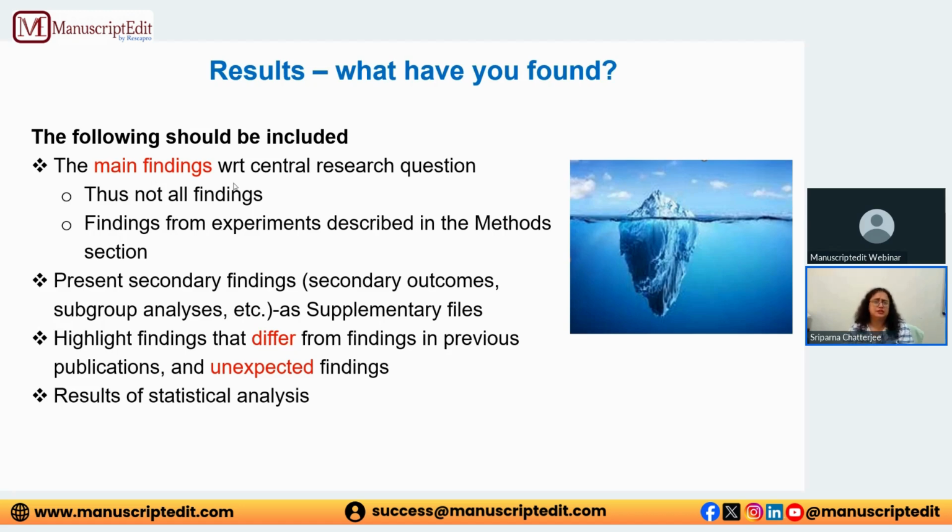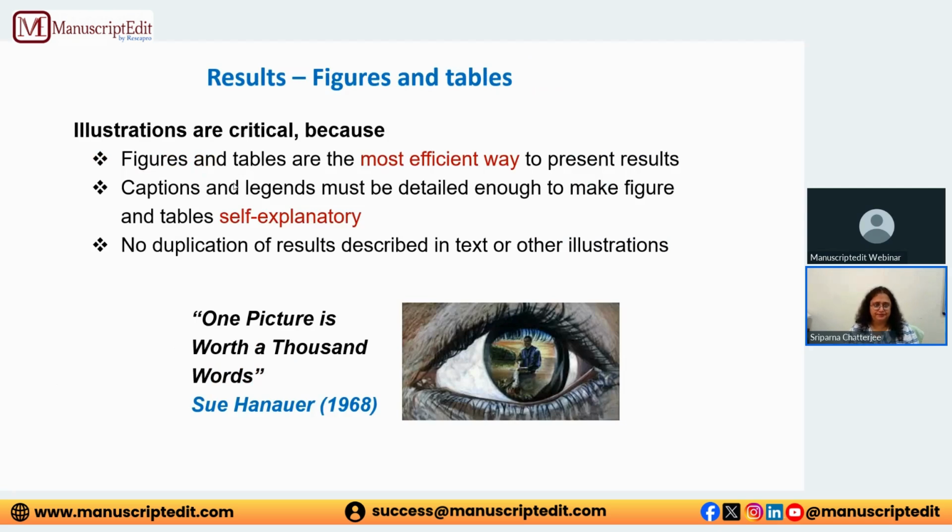Now, many of the journals allow us to give supporting information that you can use there, and highlight the findings that differ from findings in previous publications, or maybe something unexpected, some new findings. And then in your discussion section, you should analyze why it is so unexpected, why it is so interesting, isn't it? Okay.